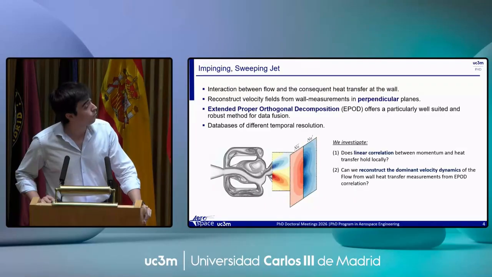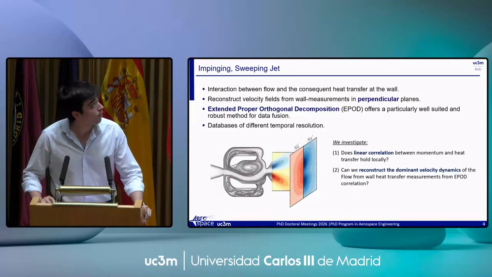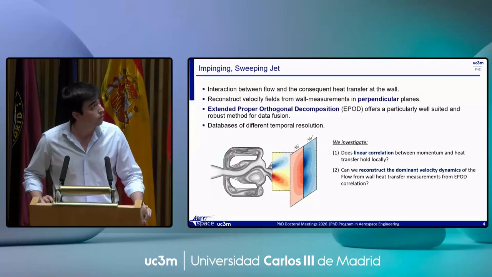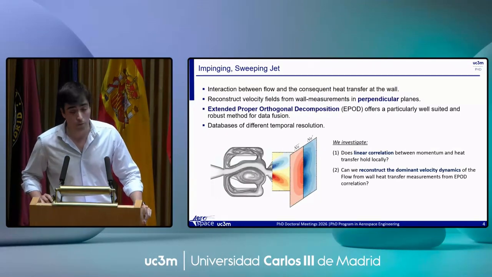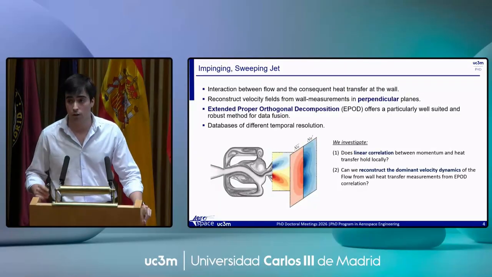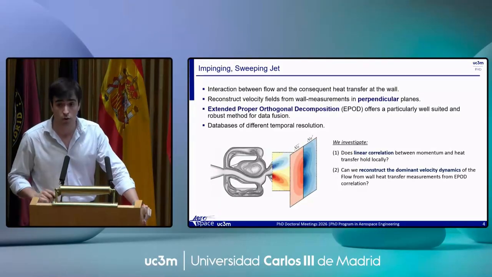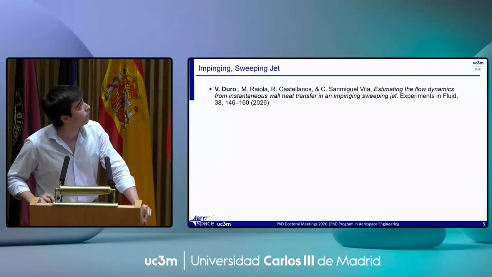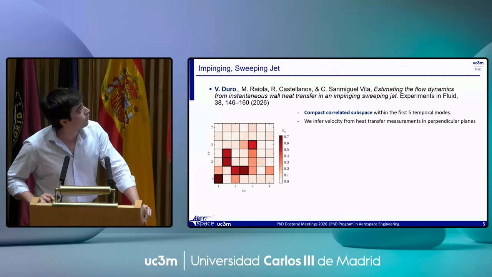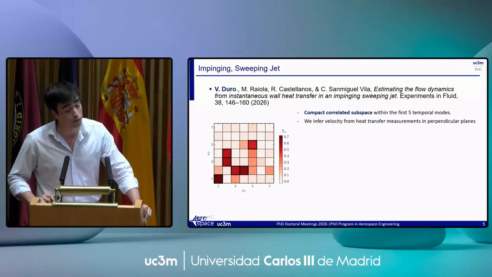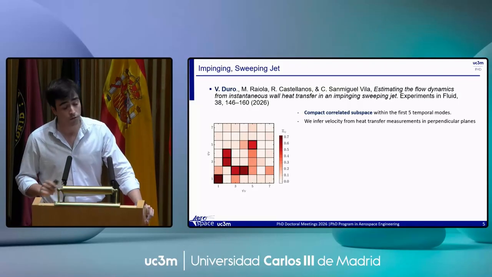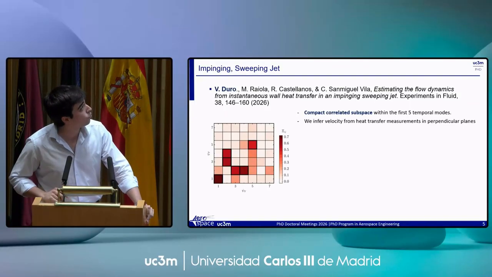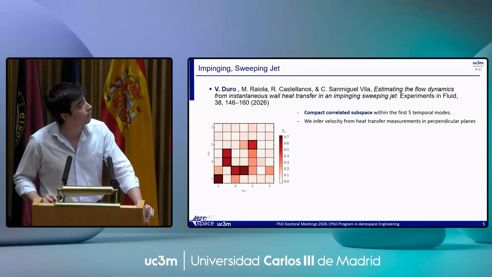So the two research questions that we wanted to answer were, do we have linear correlations at the wall? Do we have Reynolds analogy there between momentum and heat transfer? And second, can we reconstruct the dominant velocity dynamics based on those correlations? And the answer to that is in this paper that was recently approved for publication. But I can anticipate that we didn't find a compact correlated subspace within the first 5 temporal modes of velocity and the Nusselt number maps. And from those correlations, we are able to infer velocity from the heat transfer measurements in the EPOD framework.